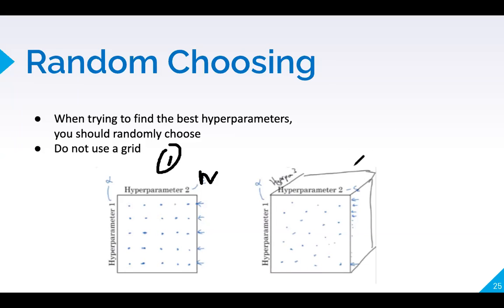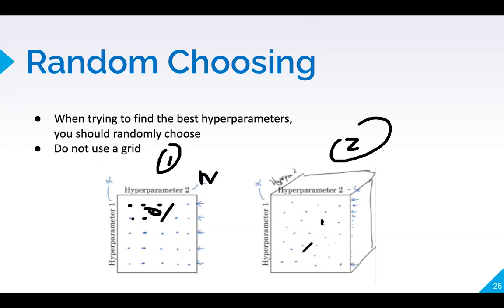So these are two different approaches. This one is called grid, and this is called random choosing. A grid would just take uniform points in here, all equally distant apart, and it would look at each of these combinations and determine the best. But statistically, it's not been proved to be the best option because it doesn't take into account a point here, which could be the best combination. We don't know that, which is why we would want to do a random approach.